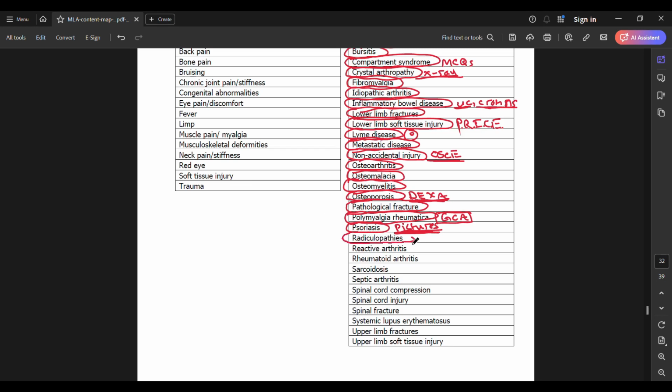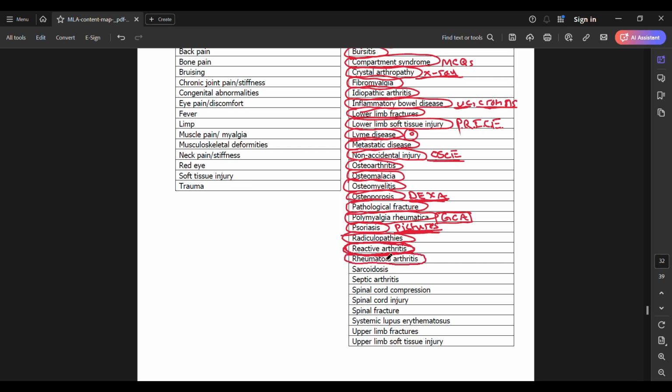Next, you have radiculopathies. Again, you should know all the different radiculopathies and how they are treated. Does tend to show up in your exams. Next, you have reactive arthritis. What infection could lead to reactive arthritis? Know that. You have your STIs and all the associations. And yeah, so do reactive arthritis well as well. Has shown up in the past.